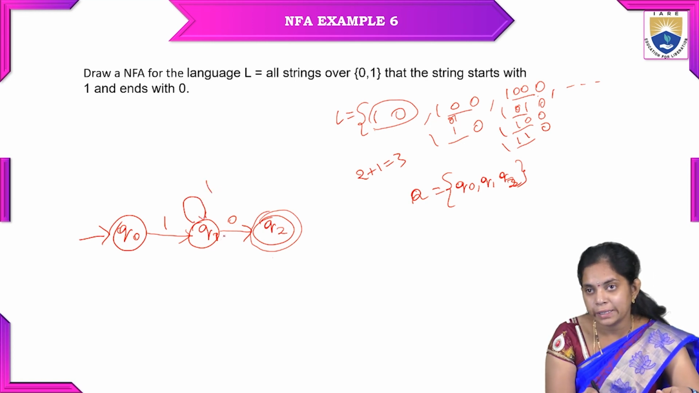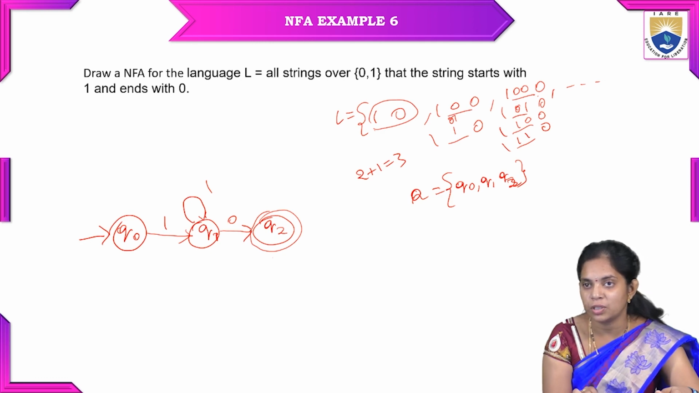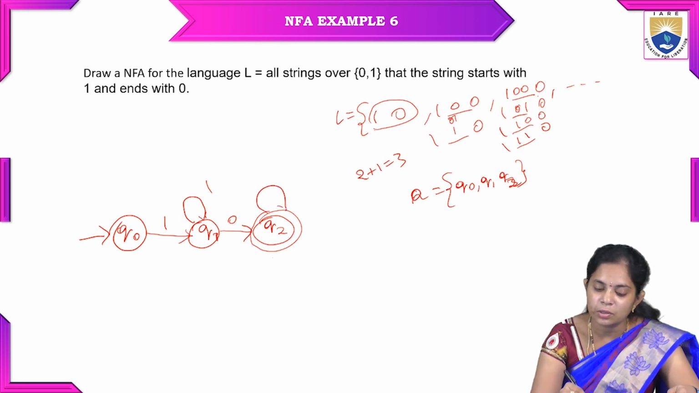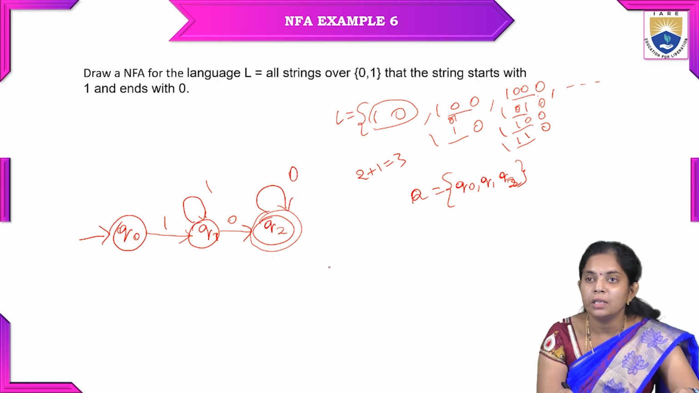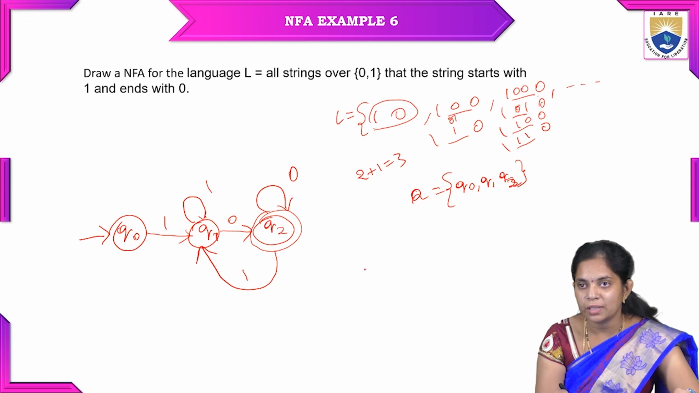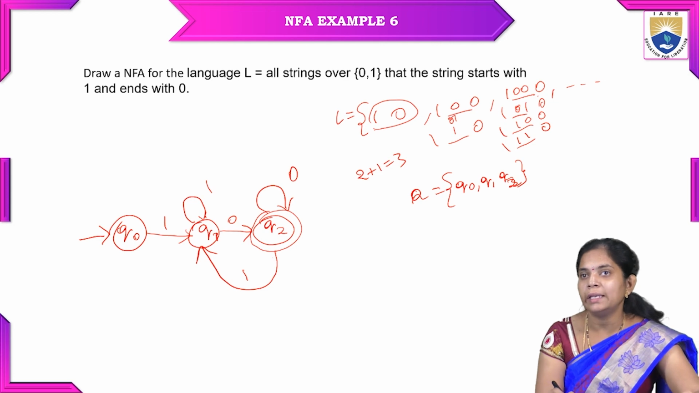So the condition is the starting and ending condition: starting with 1 and ending with 0. And how many times 0 occurs, we can just represent with the loop. And here, after ending, in case of the final string, if a 1 comes, it just goes to the Q1 state. So this is the construction of the NFA for the language: the string starts with 1 and ends with 0.